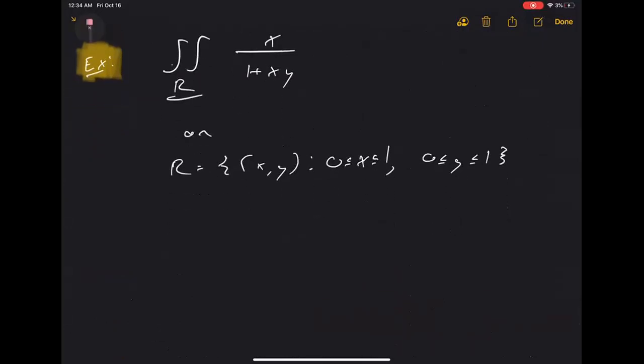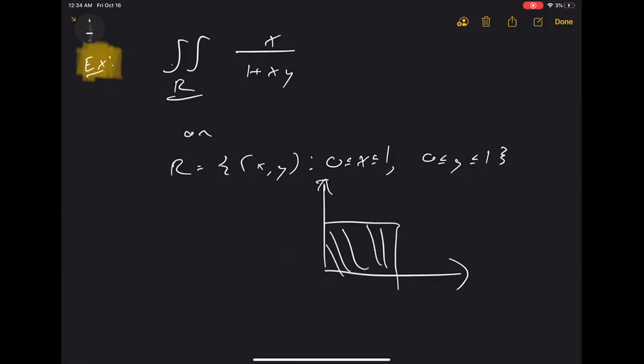This set notation is saying our domain is all the points x, y where x is between 0 and 1, and y is in between 0 and 1. So let's draw that. If this is my xy plane, what is that region? Well, it's just 0 to 1 cross 0 to 1. It's just that square there.